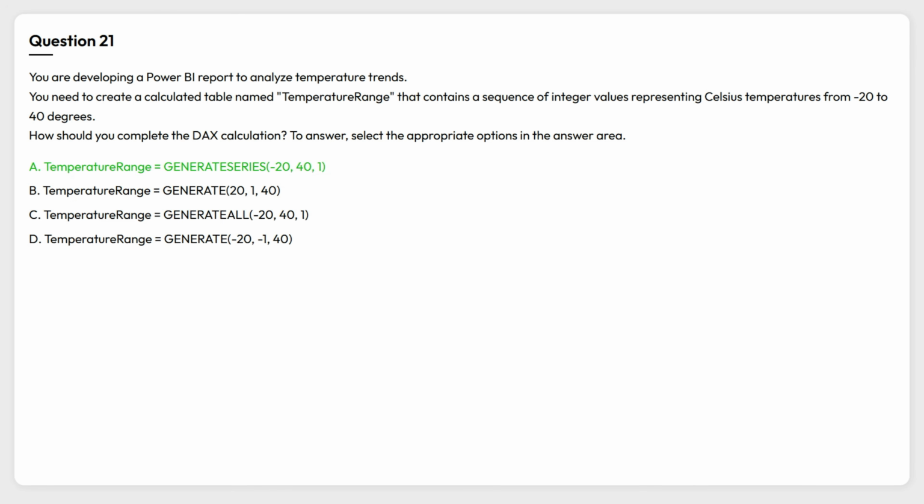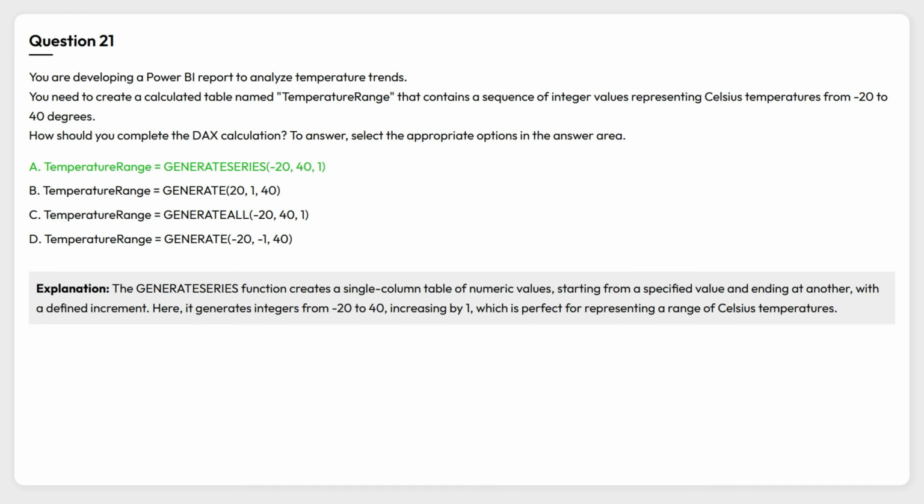Correct answer is Option A. The GENERATESERIES function creates a single column table of numeric values starting from a specified value and ending at another with a defined increment. Here, it generates integers from -20 to 40, increasing by 1, which is perfect for representing a range of Celsius temperatures.